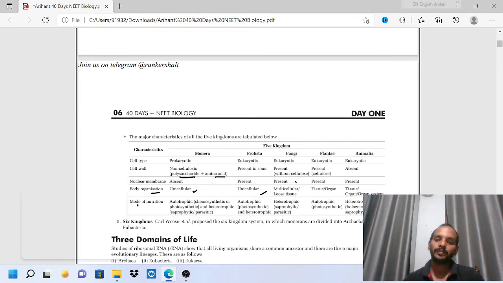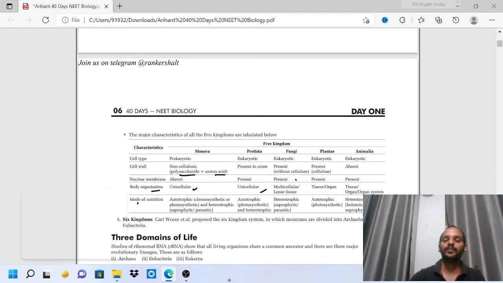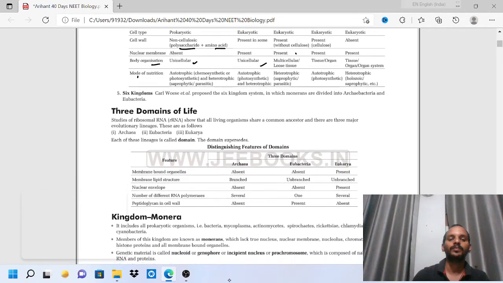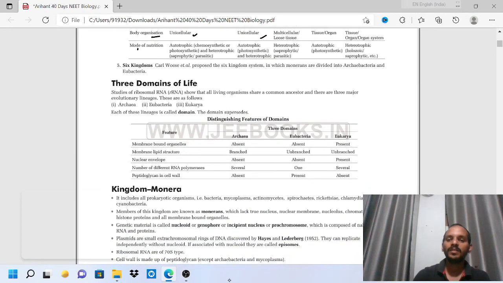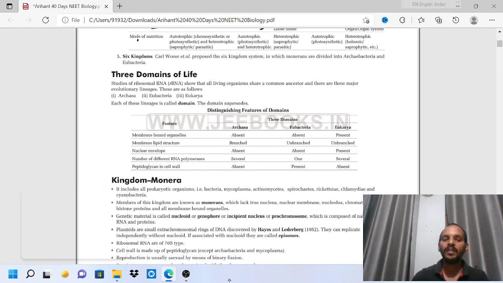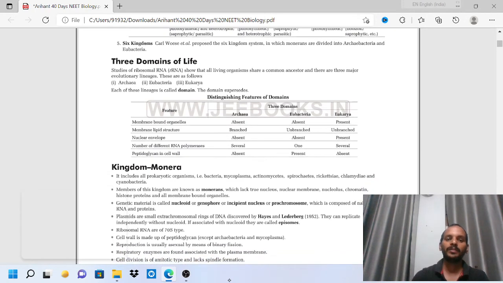So next is plants. It's autotrophic. Plants prepare their food with the help of light. So it's autotrophic. Next, Animalia. Animals are heterotrophic. They cannot prepare their food on their own. They take their food by holozoic or saprophytic means. Holozoic means they take the food inside the body. So it's holozoic.